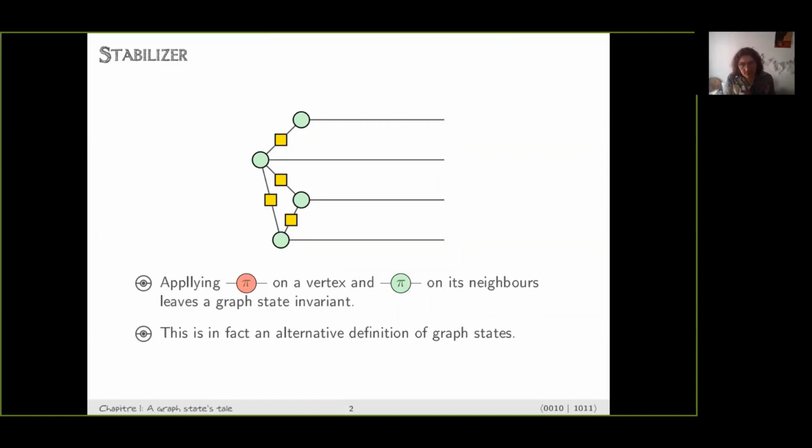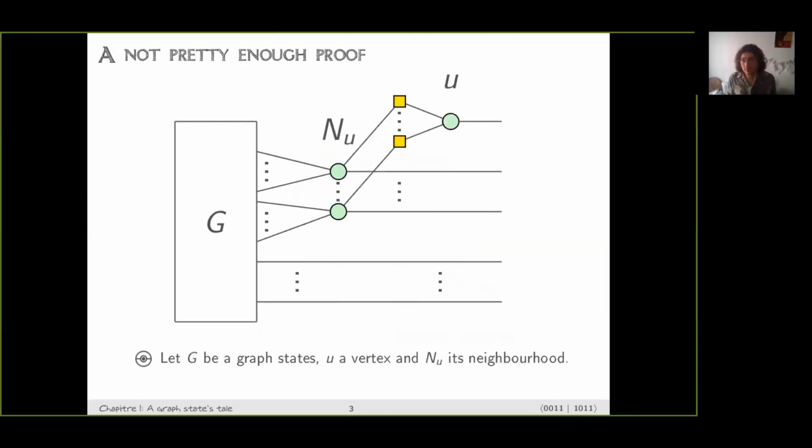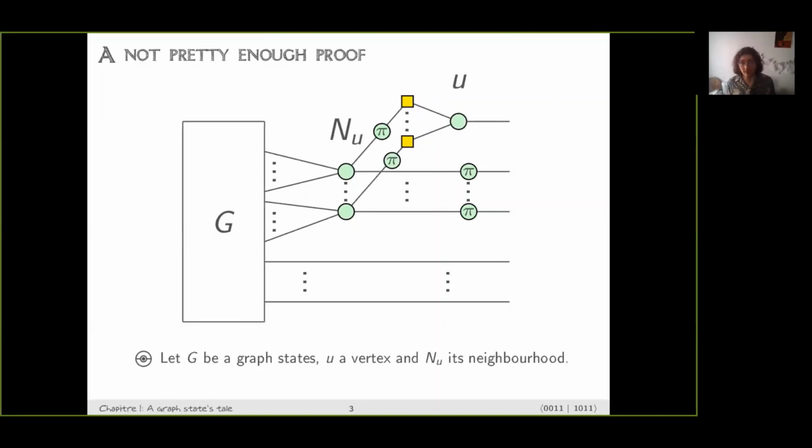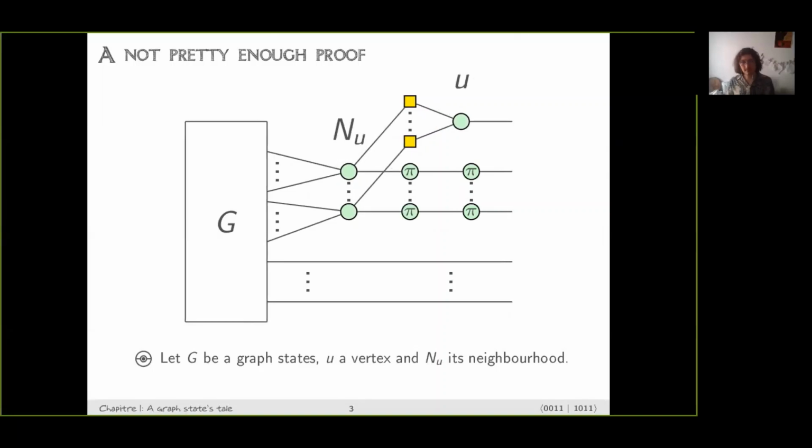So here we see it is very easy in the ZX-calculus to see why this property is true on a specific example of a graph. But how to give a graphical proof which is valid for all graphs? To do this, I will have to draw a diagram like this. Here we have a generic graph, we have a vertex u, and we have its neighborhood. Now I will do my transformation again. We see we have copy, then Hadamard, then slide, and then they cancel.